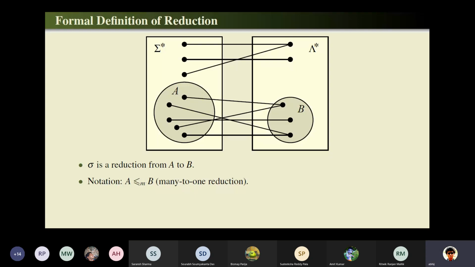So why is this less than or equal to sign? Size is not important. The reduction algorithm gives a way to solve A, given a way to solve B.